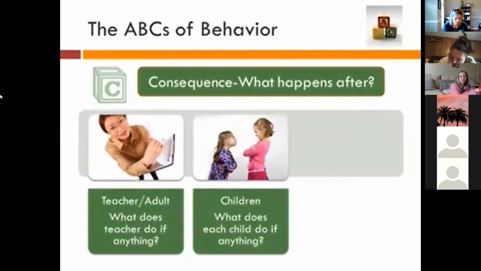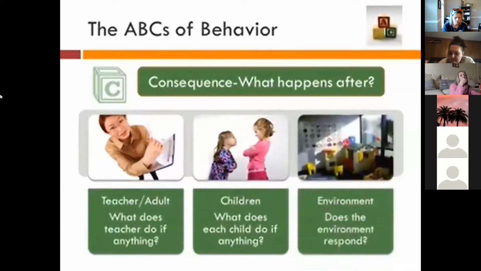What does each child do? For example, with name calling, the child that did the name calling, how does the child who was called the name respond? The last response we look for is the environment. While a response from the environment is rare, it can happen. An example would be a child bouncing a ball against the wall. If the ball bounces back and hits the child in the face, that's the environment responding.